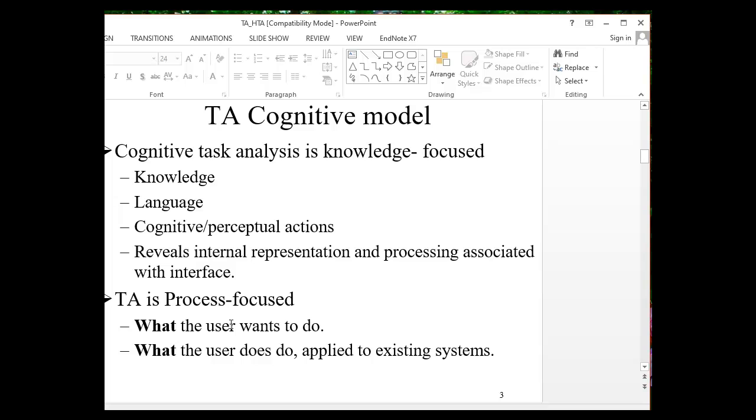So task analysis is process focused. Number one, what the user wants to do. We must note down all the requirements of the user. Then we will understand what the user actually wants. What is the task, what is the actual task.